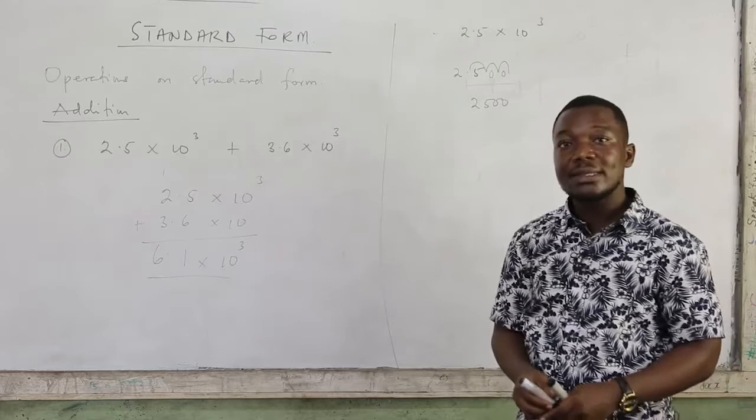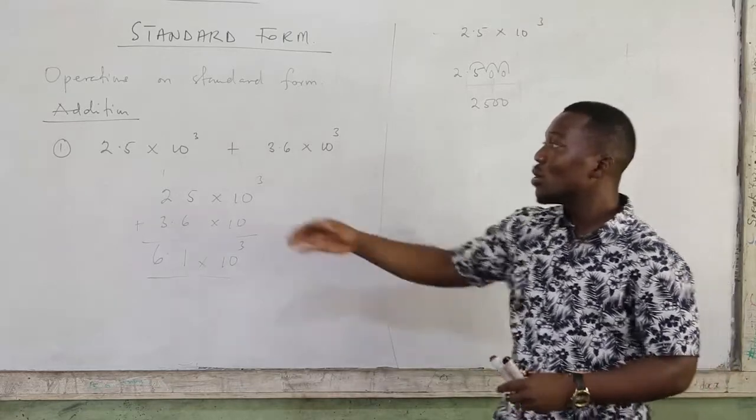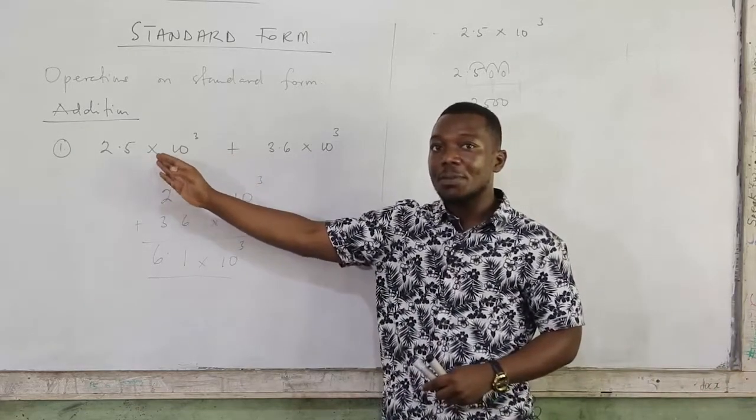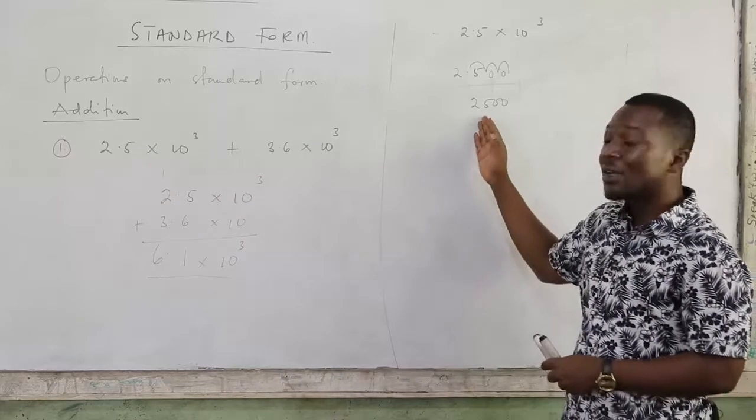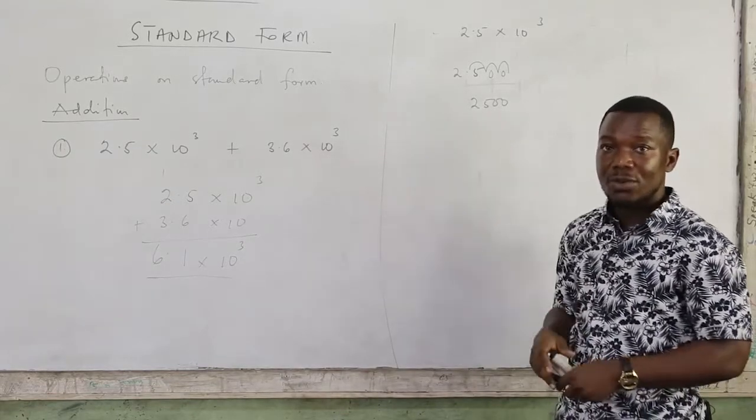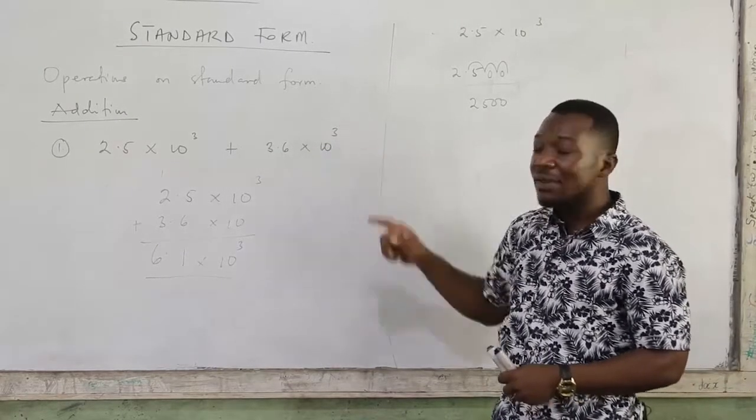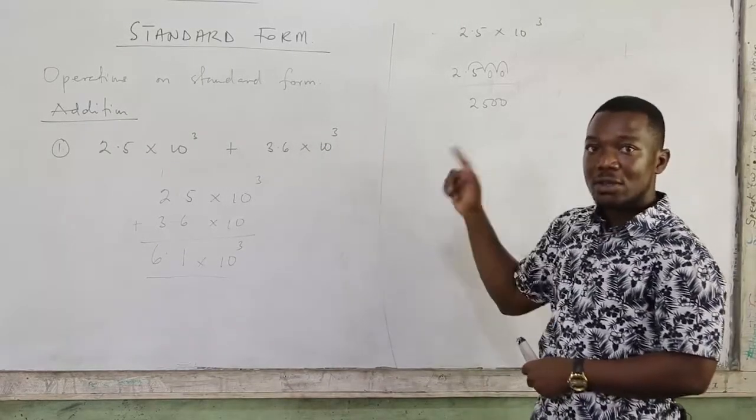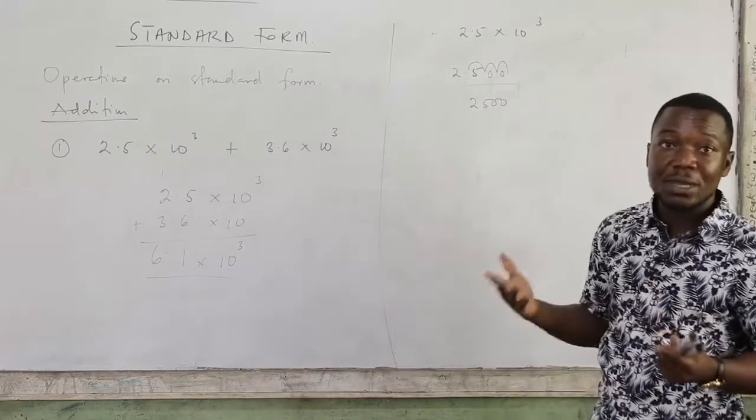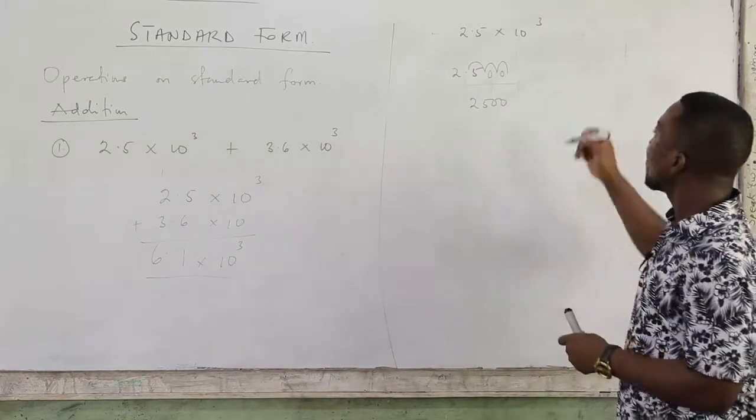So it means that the first number that we saw, 2.5 times 10 raised to the power 3, is the same as 2,500. I'm going to do the same for the second number here. The positive means that we're moving from right to left, or the number was bigger, so we have to extend it.